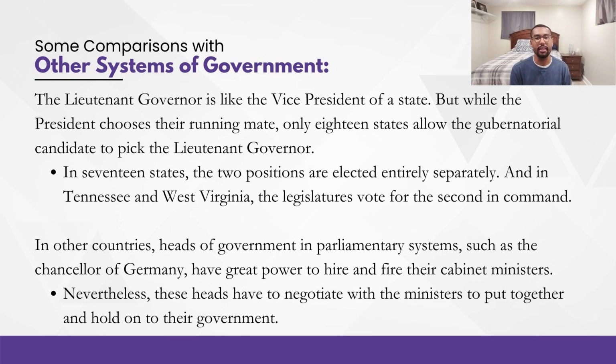The lieutenant governor is like the vice president of a state, but while the president chooses their running mate, only 18 states allow the gubernatorial candidate to pick the lieutenant governor. In 17 states, the two positions are elected entirely separately. And in Tennessee and West Virginia, the legislators vote for the second in command. In other countries, heads of government in parliamentary systems, such as the Chancellor of Germany, have great power to hire and fire their cabinet ministers. Nevertheless, these heads have to negotiate with the ministers to put together and hold on to their government.